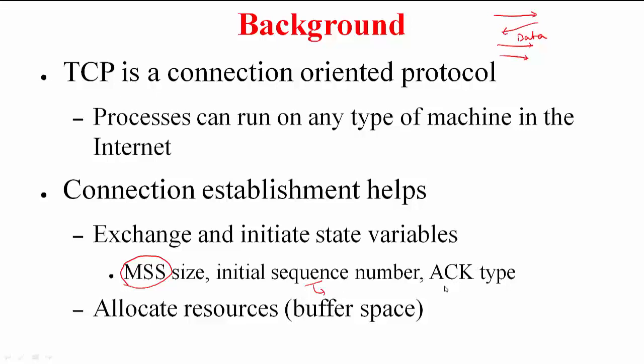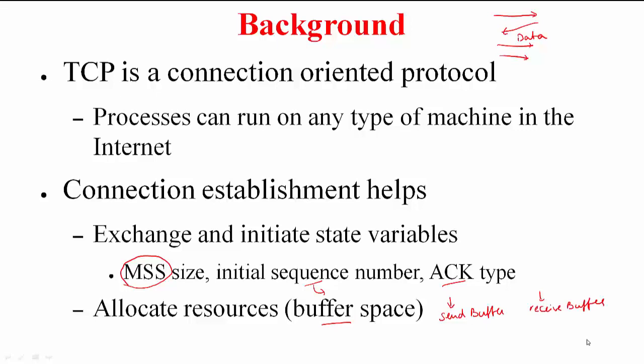You can also figure out what is the acknowledgement type that you want to employ, either selective ACK or cumulative acknowledgement. Apart from this, you can also allocate resources, for example, the buffer space. So for example, once the connection establishes, both sides, the sender and the receiver, are going to allocate some buffer space for the send buffer and the receive buffer.